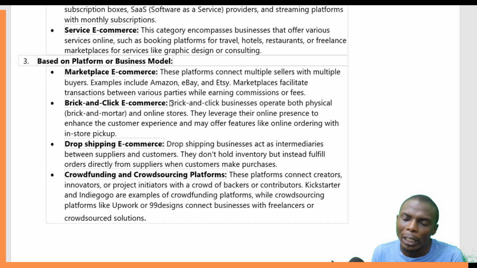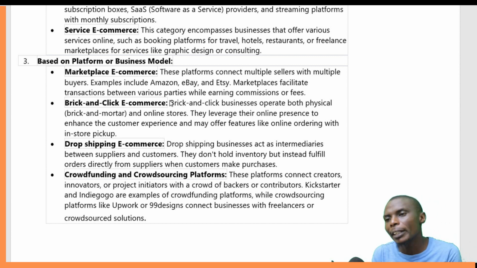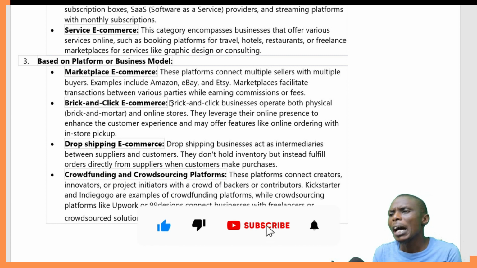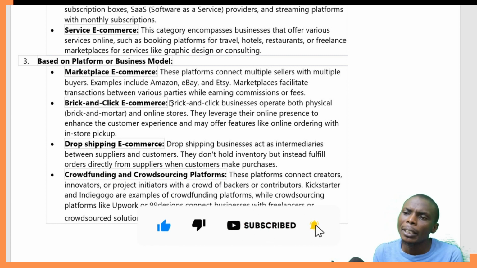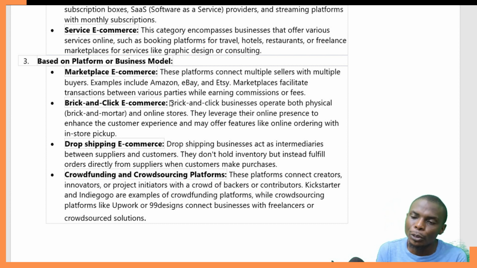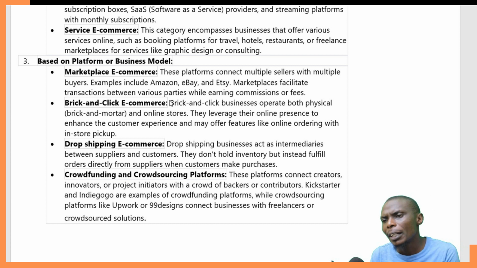So you can order online, but again, you will have to physically get the product that they sell. So it's a combination of both. Then we have drop shipping e-commerce. Drop shipping e-commerce acts as just an intermediary between the suppliers and the customers. They don't hold the inventory, but they fulfill orders directly from suppliers when customers make purchases. So they are in between the suppliers and the retailer.